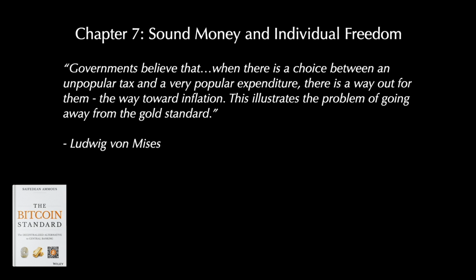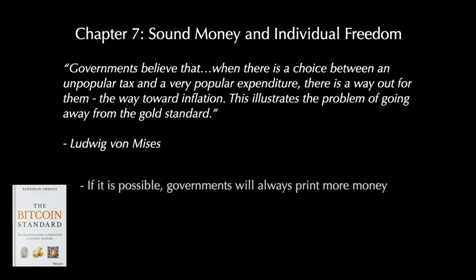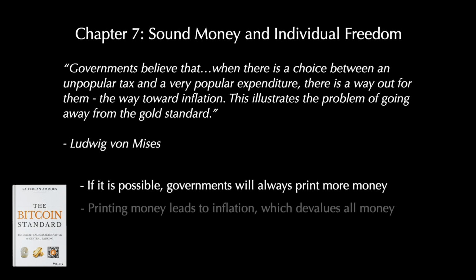What Mises meant by this is that under a sound monetary system like gold, governments had to be fiscally responsible and avoid printing money to pay for government debts or to pay for new government programs. If it is possible to simply print money, governments will always choose that option, which causes inflation, decreasing the purchasing power of the entire population's money.